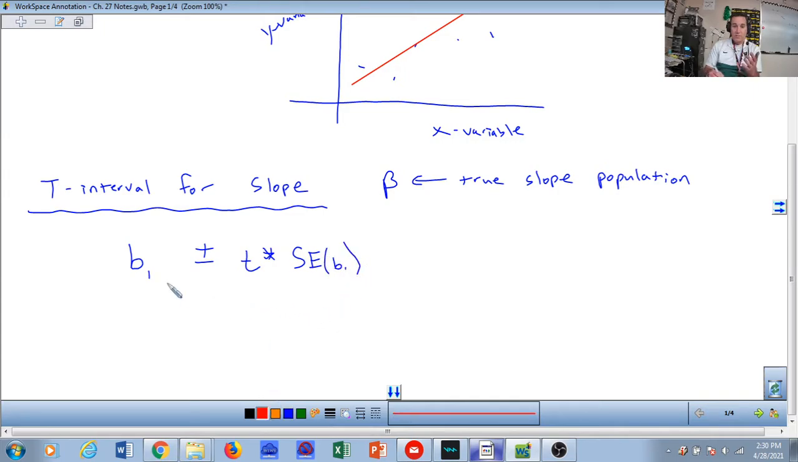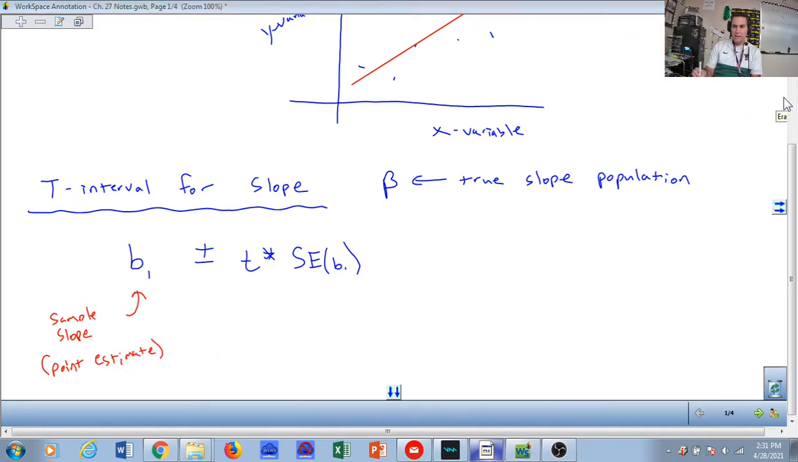So remember, this is no different than any confidence interval we've done. This is your sample slope. We call that, remember, the point estimate. I do not like that the parentheses looks like a C. That's bothering me. So we're going to take that out. Okay. So that is your point estimate. And then this represents, remember, altogether, your margin of error.